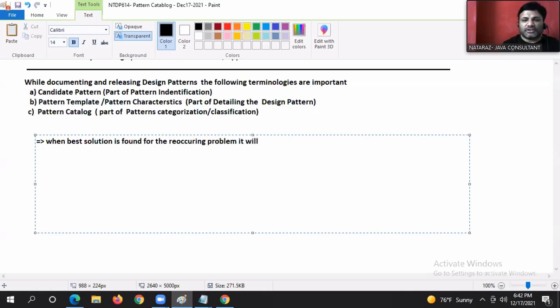When the best solution is found for a recurring problem, it will be documented. It will be marked as a candidate pattern. Okay. In future, it may become a design pattern.